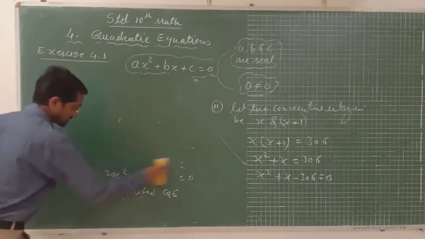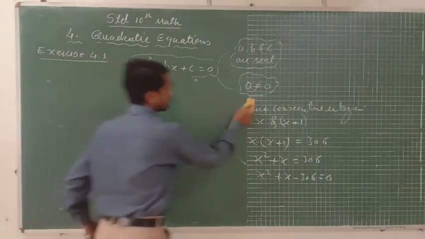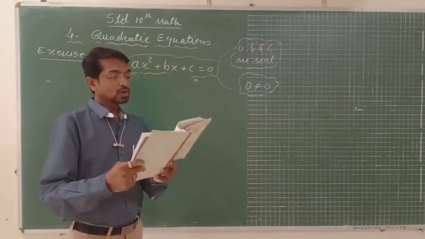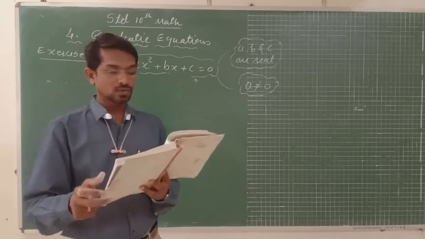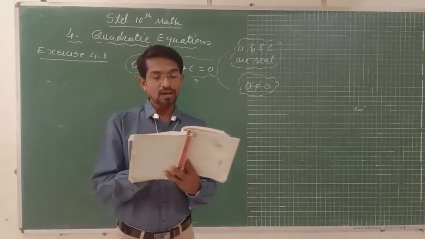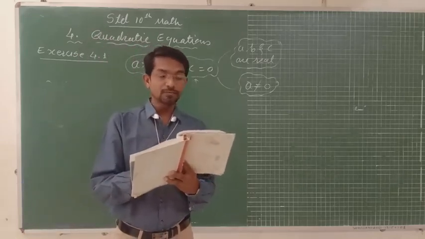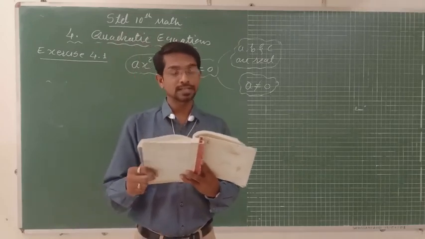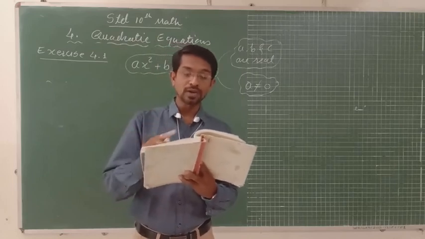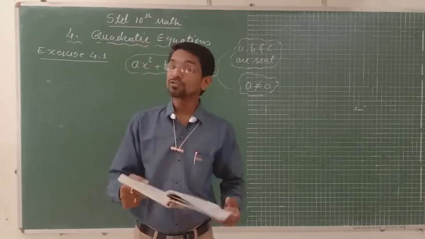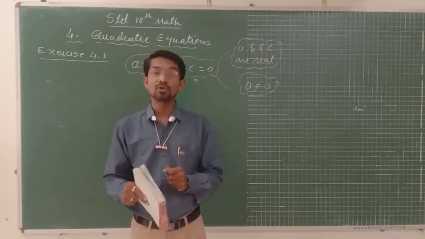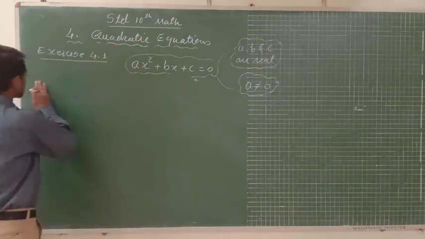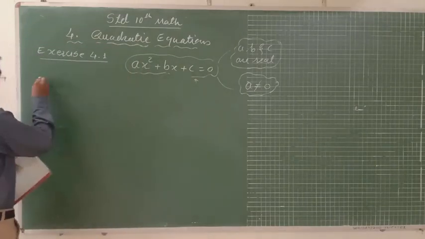See question number 3. Just read it and find out. Rohan's mother is 26 years older than him. The product of their ages in years 3 years from now will be 360. We would like to find Rohan's present age. So let Rohan's age be x. This is today's Rohan's age. So we can start with that. Question number 3.